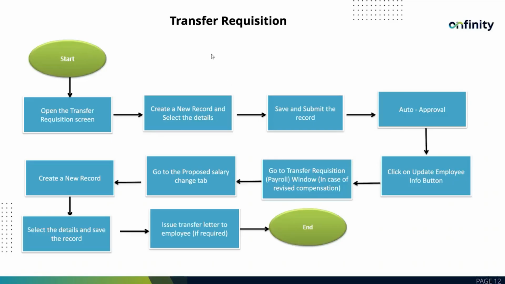Next, let's go through the steps involved in the transfer requisition process. Open the transfer requisition screen. Create a new record and input the necessary details. Save and submit the record. The request will be auto-approved. Click on the Update Employee Info button.